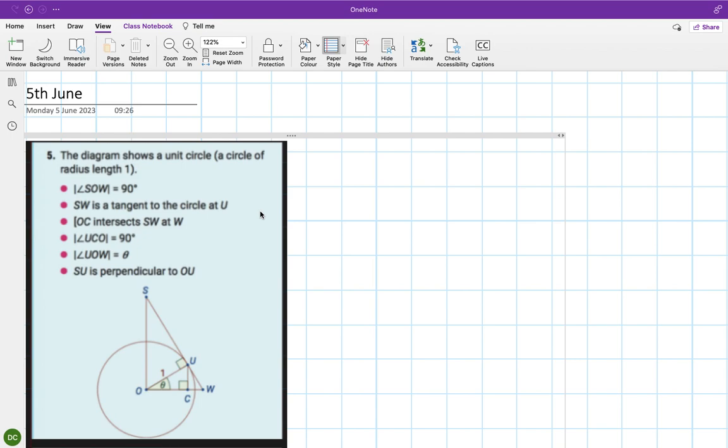SOW is this angle here, and it says that angle's 90. That's not in the picture. SW is a tangent. Yes, it is, which is a line that touches the circle at one point only. OC intersects SW at W. So OC is the line here, and it intersects SW at W. That all makes sense.